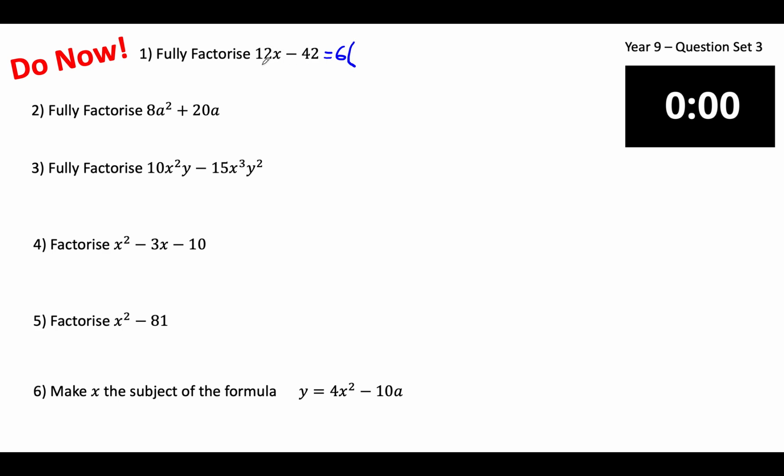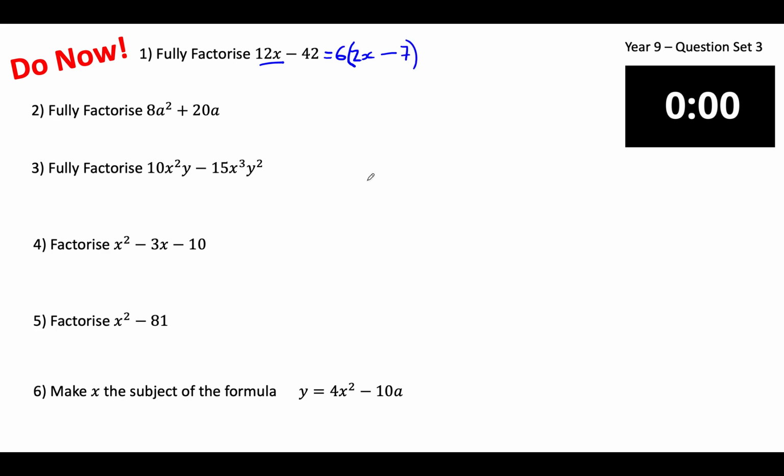Now I need to make 12x starting with 6. What do I need to times it by to get 12? That would be a 2. And then I need to have an x, so I put an x. Now I need to make negative 42 starting with 6. Firstly I need to times it by a negative number, so we'll put a minus. And how many 6's in 42?